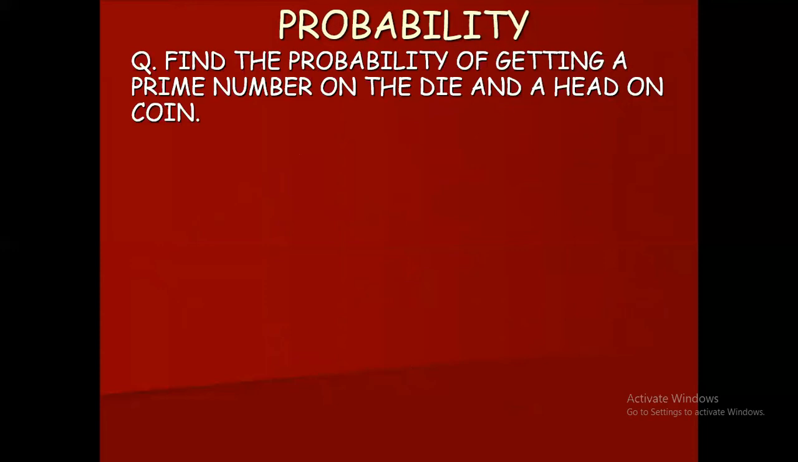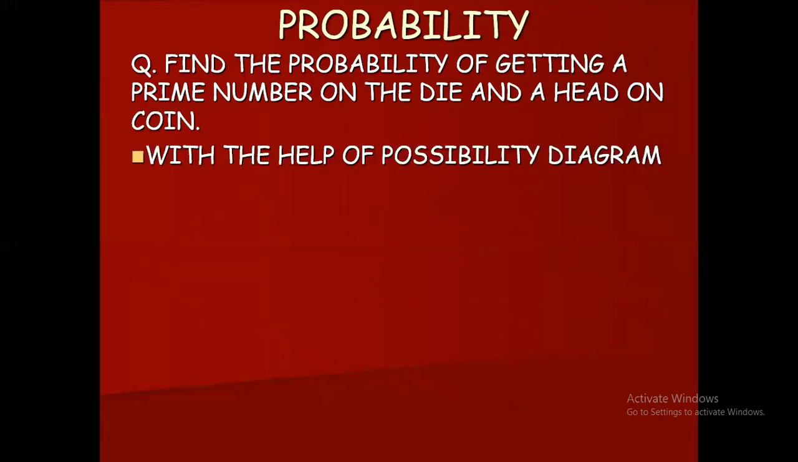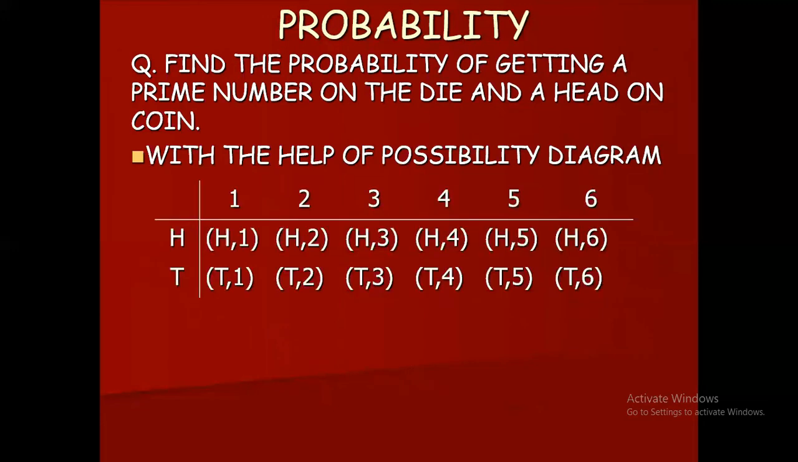Now the question is, find the probability of getting a prime number on the die and a head on a coin. First of all, I will elaborate this question with the help of a possibility diagram. The possibility diagram of this question is this: a coin and a die. Now prime number and head. These are the outcomes.